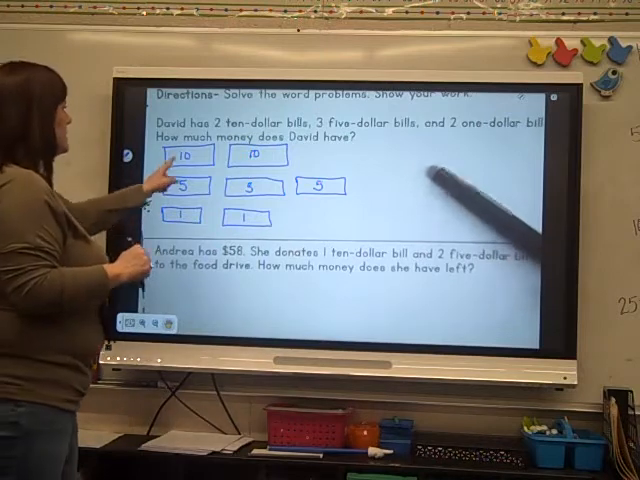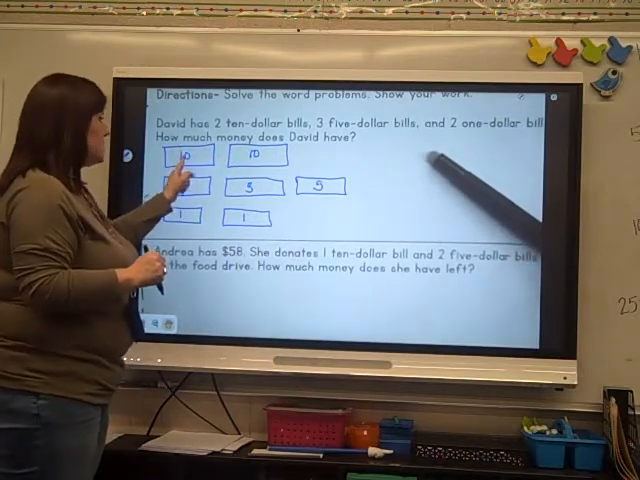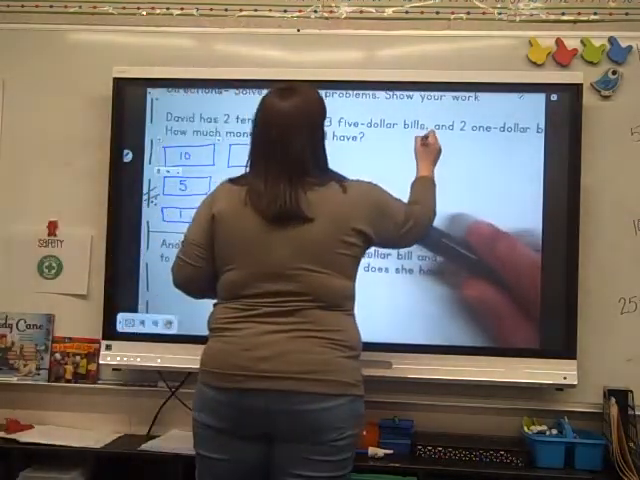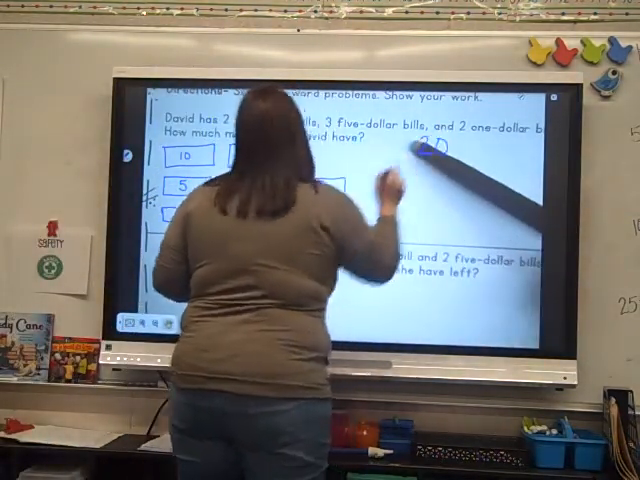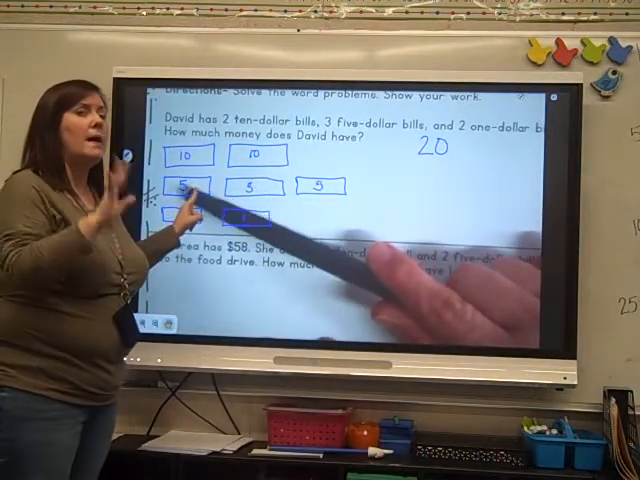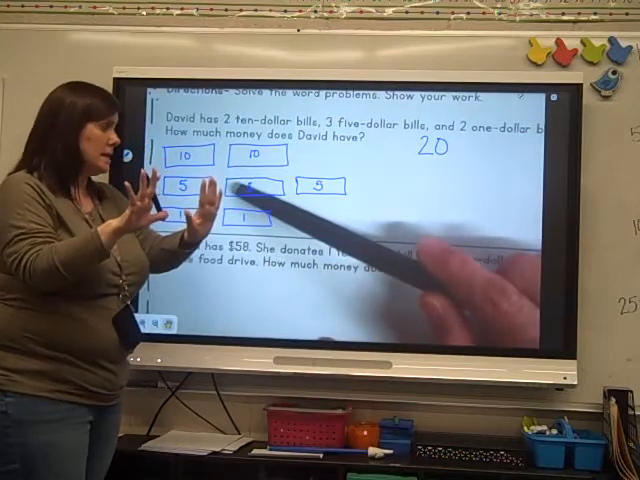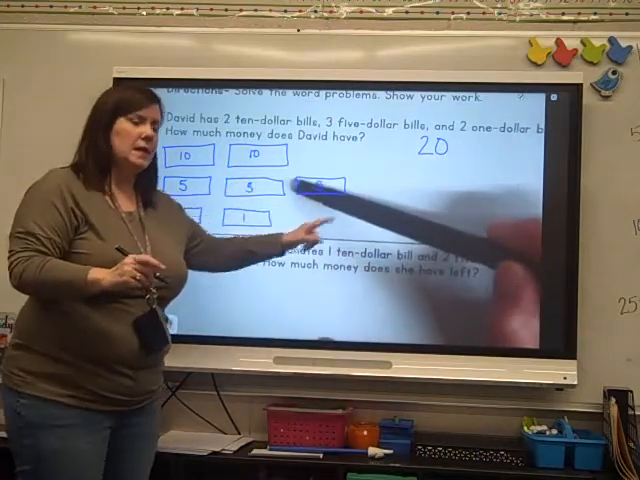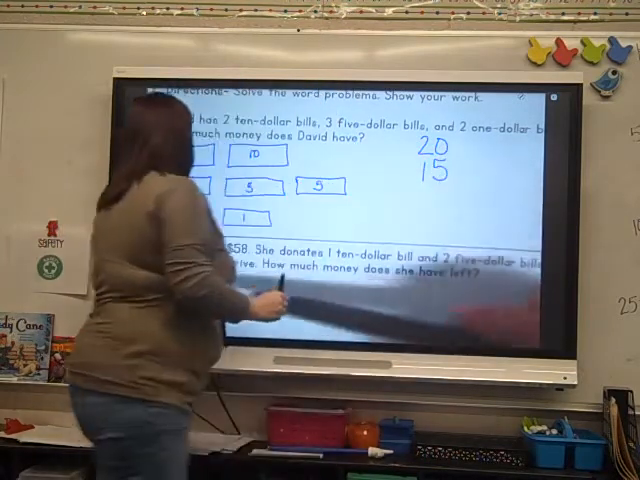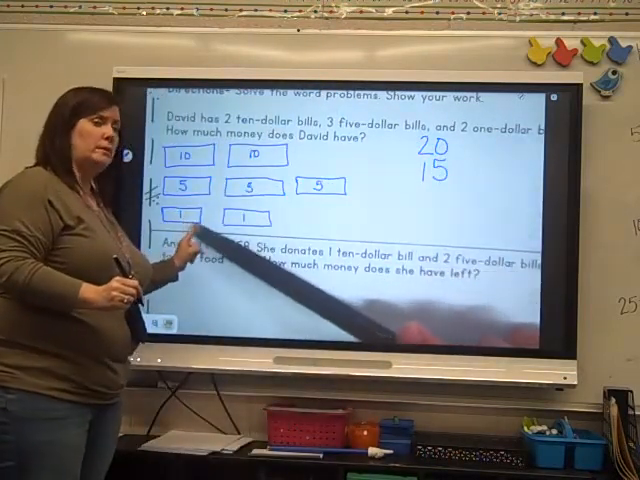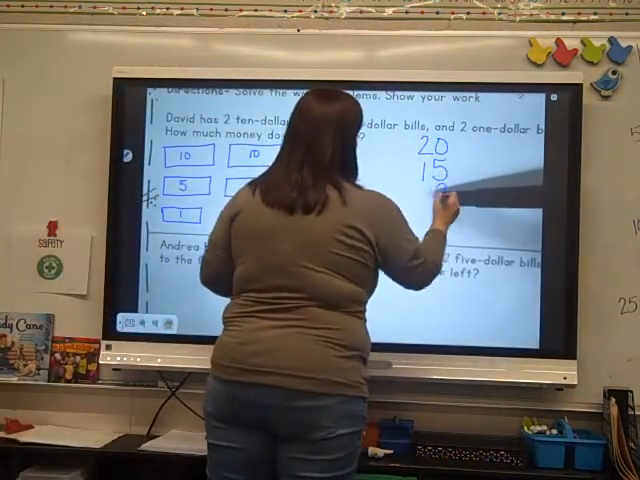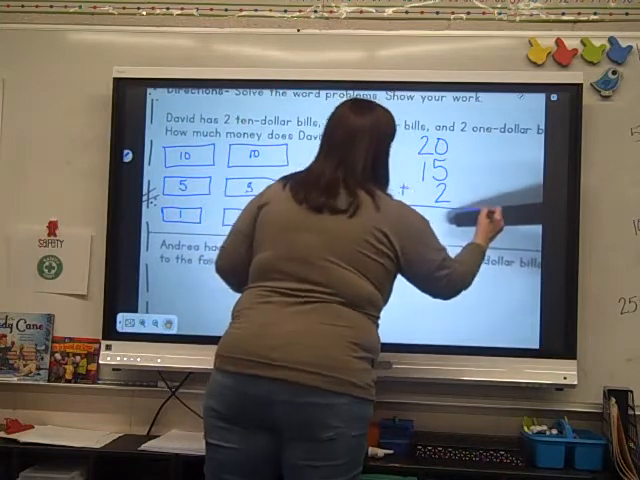All right. So let's add up the 2 $10 bills. 10, 20. Correct. 20 here. Let's count. Ready? Count by fives this time. Ready? 5, 10, 15. Let's put 15 here. Ready? Count. 1, 2. 2 ones. It has to go in the ones column. Put your plus sign and drop.